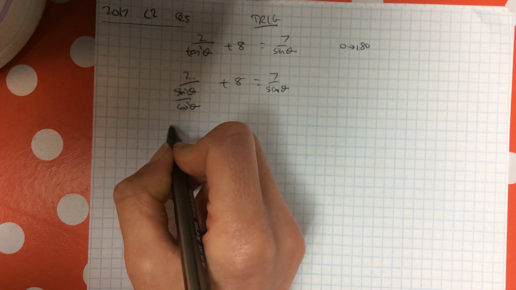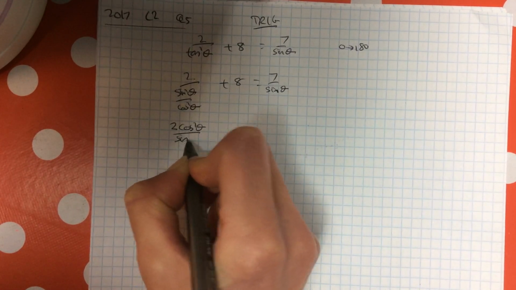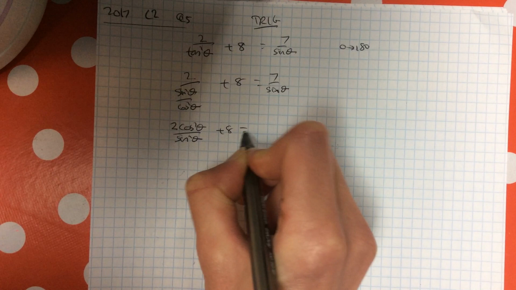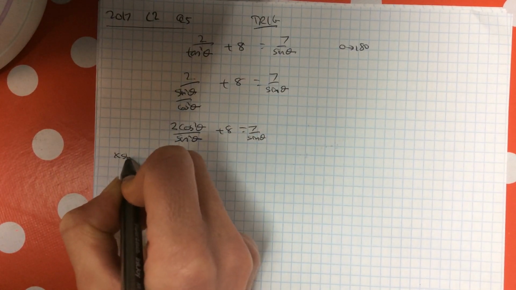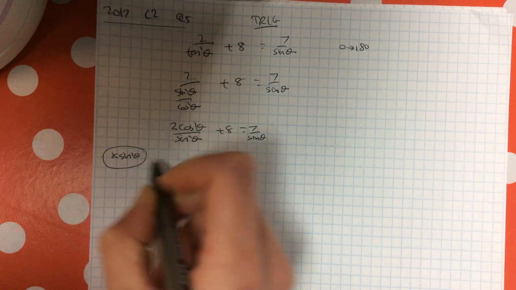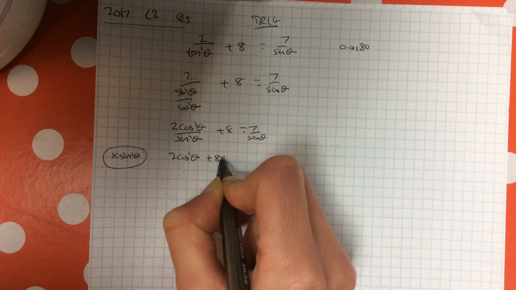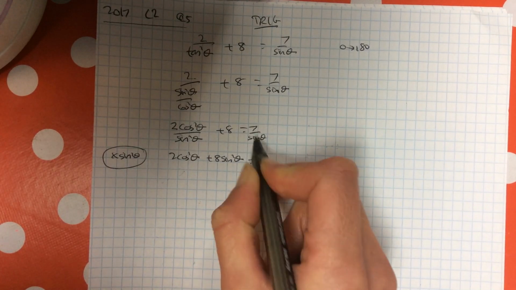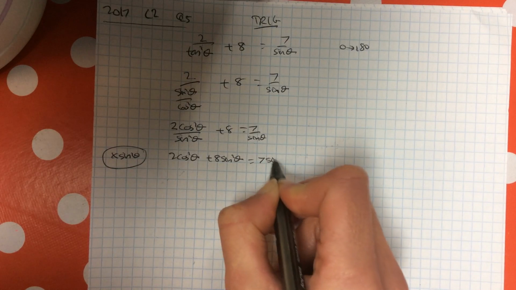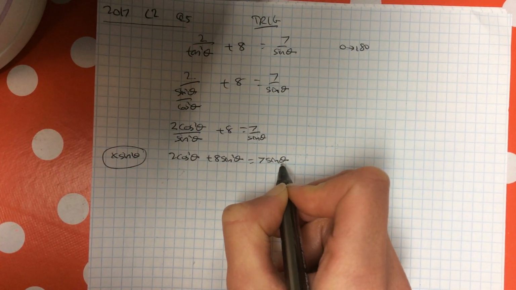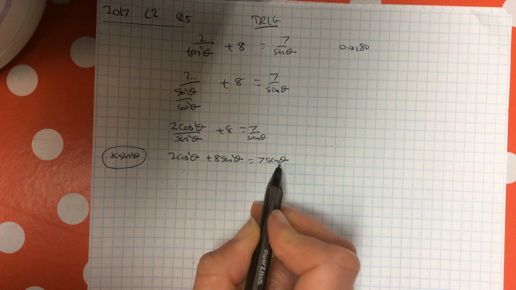To divide by a fraction, turn it upside down and multiply, so that becomes 2 cos squared over sine squared plus 8 equals 7 over sine theta. To get rid of this fraction in the bottom, multiply every term by sine squared. So the first term becomes 2 cos squared, the second 8 sine squared, and sine squared times 7 over sine gives you 7 sine. Put everything on one side: cos squared, sine squared, and sine.